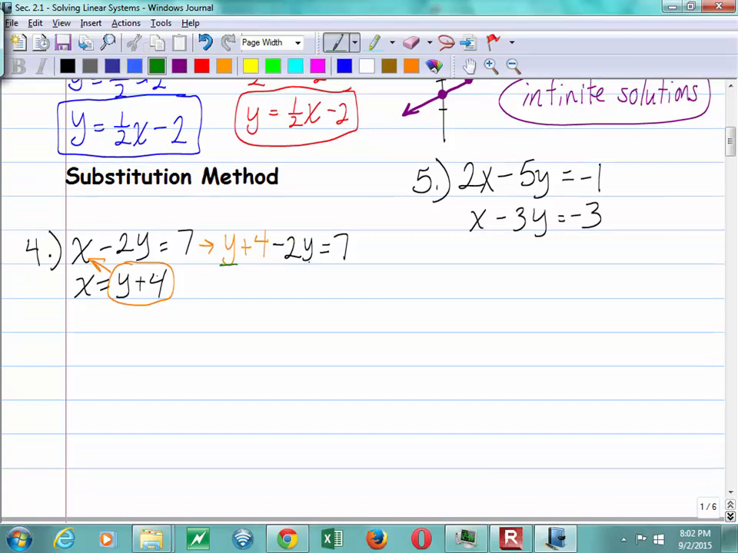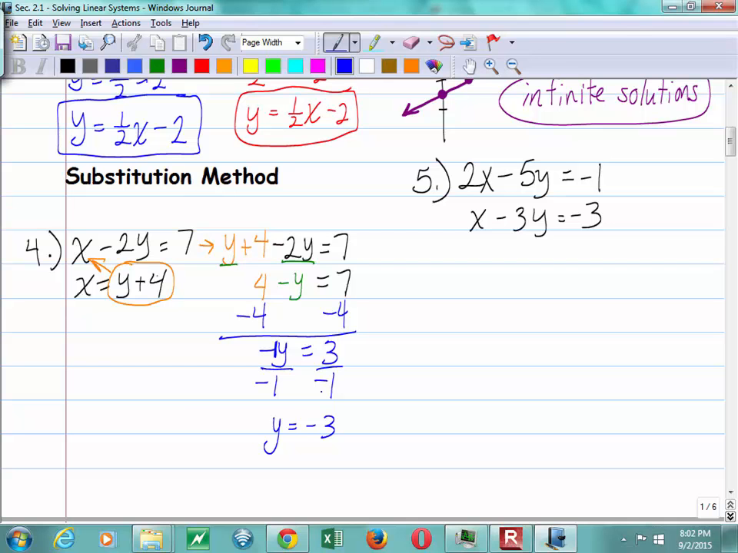So y minus 2y would be negative y. So then I would have 4 minus y equals 7. And I'm trying to solve for y, so I would subtract 4 from both sides. And then I would have negative y equals 3. Negative y is the same thing as negative 1y, so I would just divide both sides by negative 1. So y would be equal to negative 3.